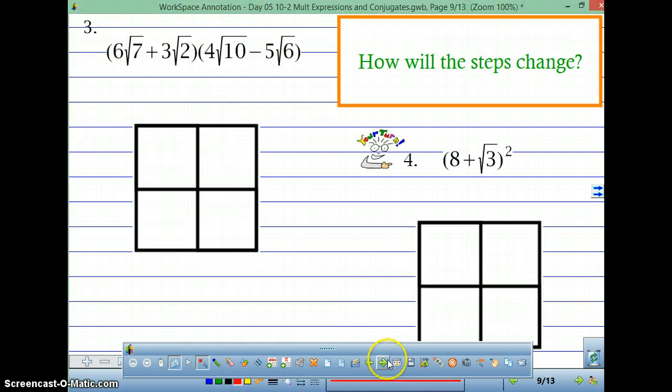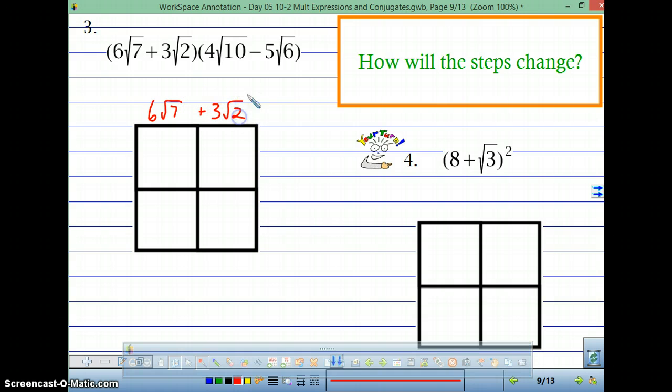Let me give you another example. Let's make it a little bit harder. We've got 2 binomials now. 6 root 7 plus 3 root 2, 4 root 10 minus 5 root 6. Okay? Multiply the integers first. You end up with 24. And then on the inside of the radical, we've got 7 times 10.